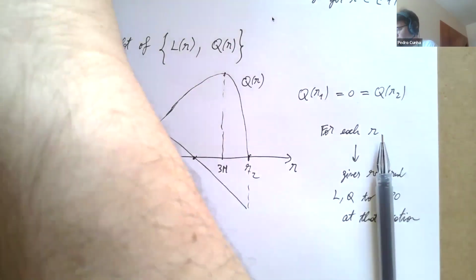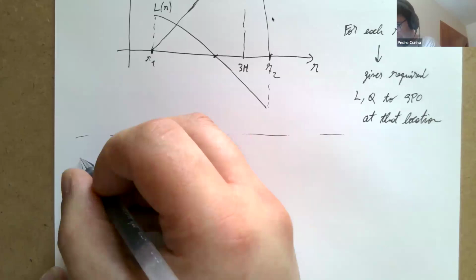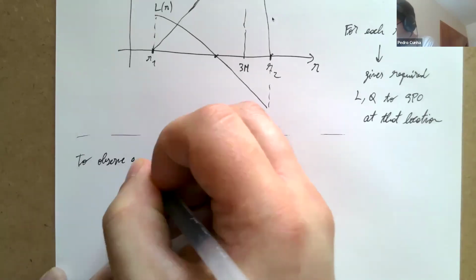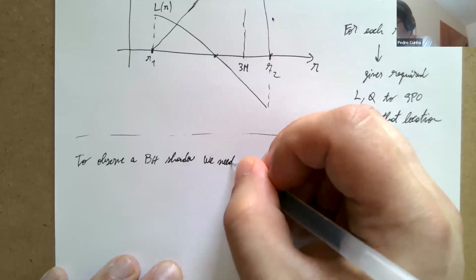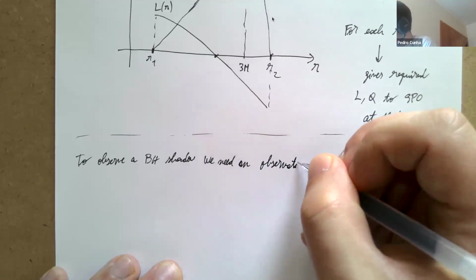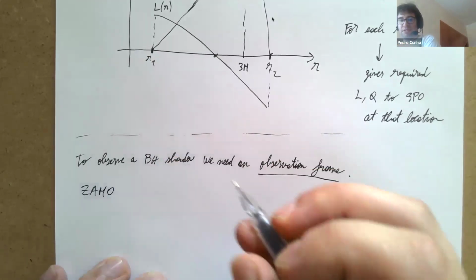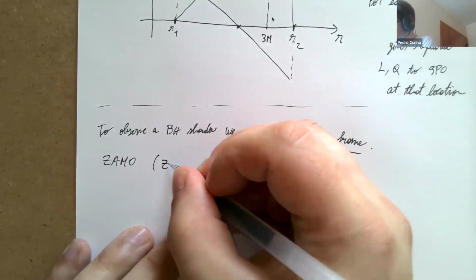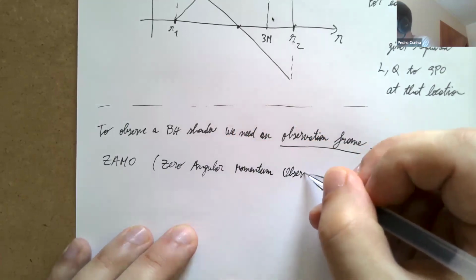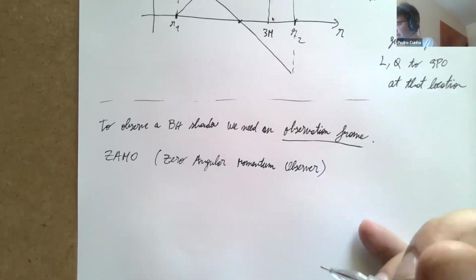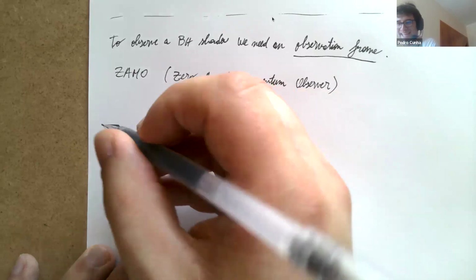Okay. So to observe a black hole shadow, we need an observation frame. There are several frames of observation that you can choose. I'm going to focus on the ZAMO frame, which stands for zero angular momentum observer. There's again a very detailed discussion about why this is an appropriate name, but I don't have enough time, I'm afraid. So just trust me on this.